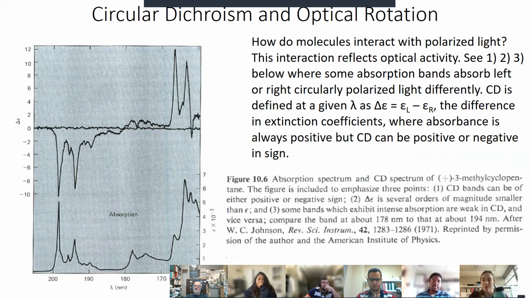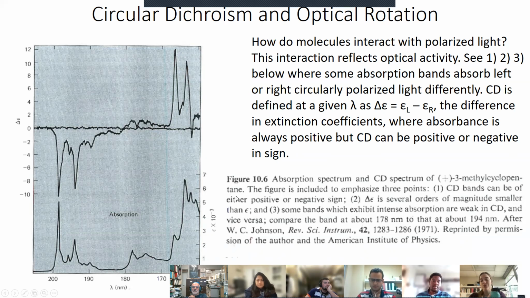So now what? How does this polarized light interact with molecules? And there are two ways that the light interacts. And these reflect what is referred to as optical activity. They either express optical rotation and or they express circular dichroism. Okay, and so it's described in the legend.